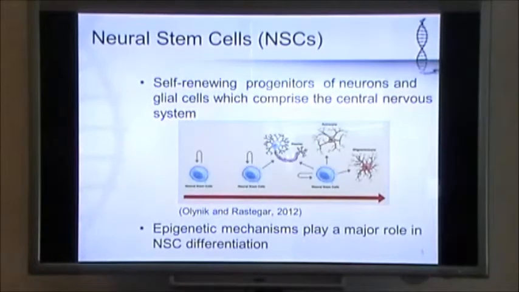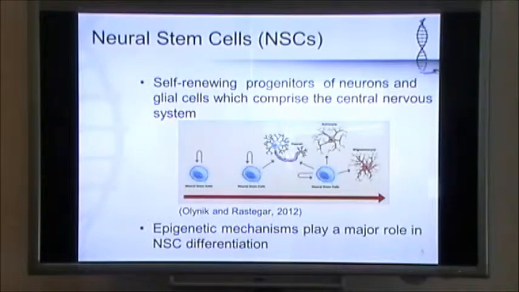Okay, so first, neural stem cells. Neural stem cells, which I'll abbreviate NSCs, are the progenitors of neurons and glial cells, which comprise the central nervous system. Early in gestation, NSCs will divide symmetrically to increase their own population before later dividing asymmetrically, producing first neurons and then later neurons, astrocytes, and oligodendrocytes. The process of going from an NSC to one of these differentiated cells is known as differentiation.